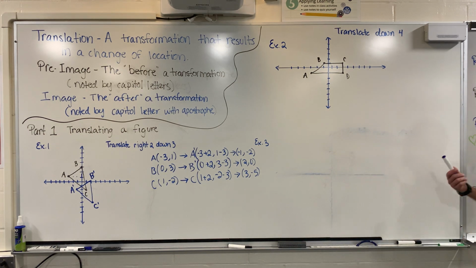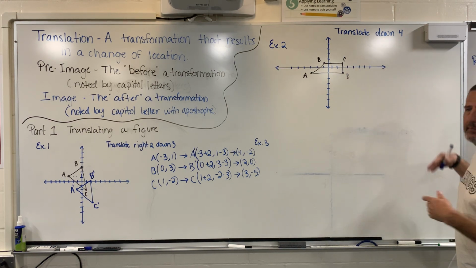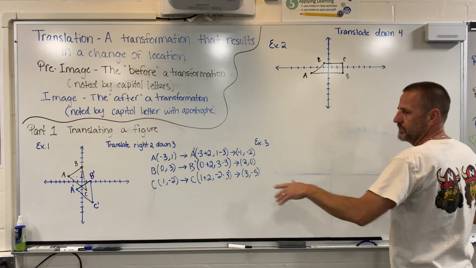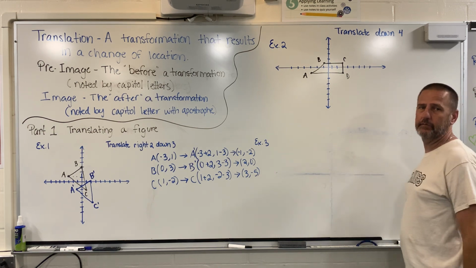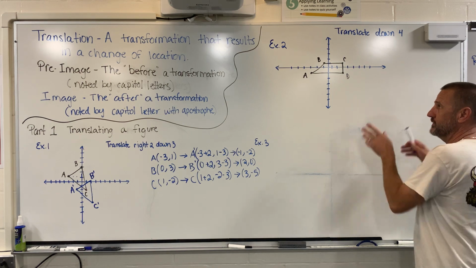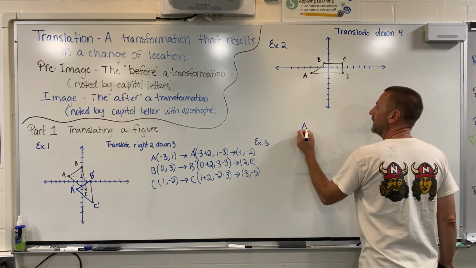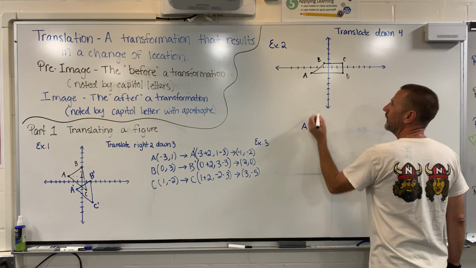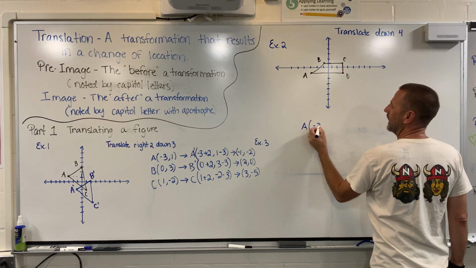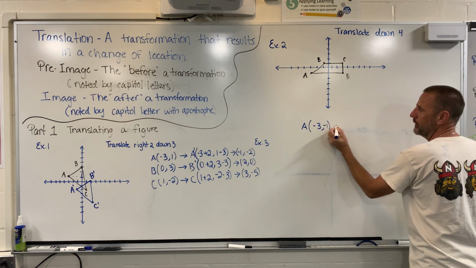So on the first, let's go through number 2. It just simply says to translate down 4. So that means I'm not moving left and right. I'm simply going to move this whole shape down 4 spaces. So I'm going to do this from the mathematical part first and not do the counting. So I'm just going to take each one of these and write down where they're at. So this one's at -3, -1, and then I'm going to perform the translation.